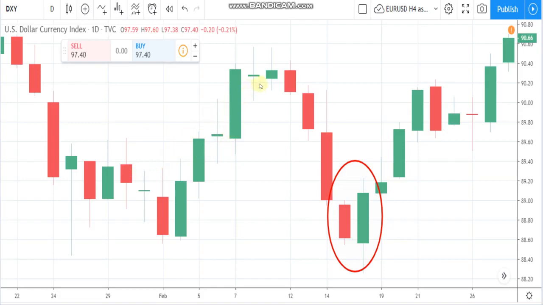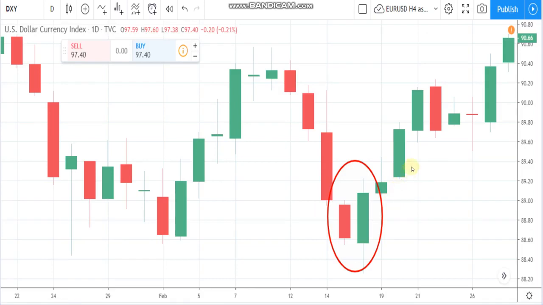Again, you can see market was going down, down, down, and this is a red candle, and this red candle has been engulfed by this green candle. The size of the green candle is bigger than the size of the previous red candle, or the green candle has engulfed the red candle. So we got a bullish engulfing pattern here also. And after that we get to see a trend reversal. Market started going up from here.